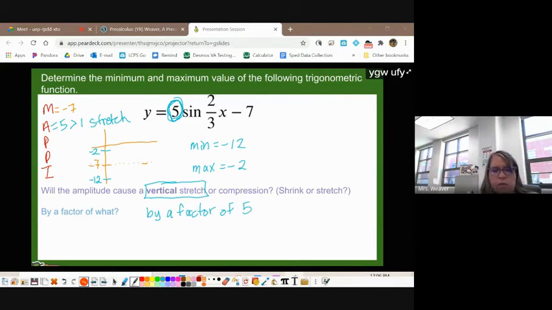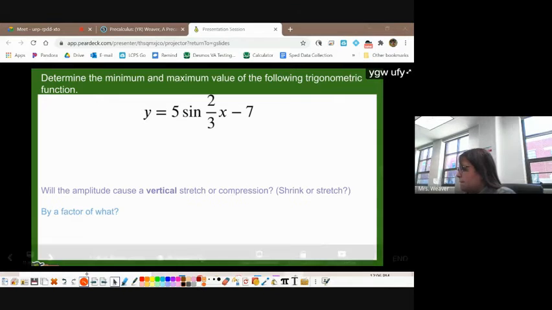Remember, the amplitude is usually 1 on the parent function. So when we multiply it by 5, now we're going up 5 units instead of 1 unit. So it's a vertical stretch by a factor of 5. Outside, away from the variable, is exactly what it looks like. So it looks like 5, so the stretch is a factor of 5. Questions about that? All right, let's look at another one.